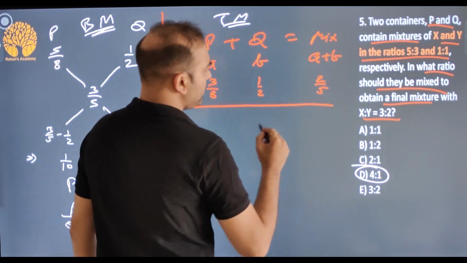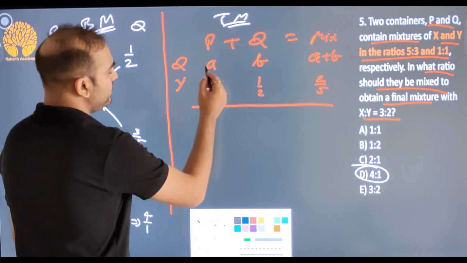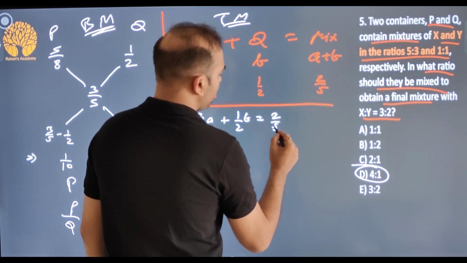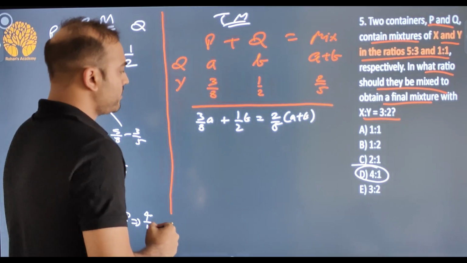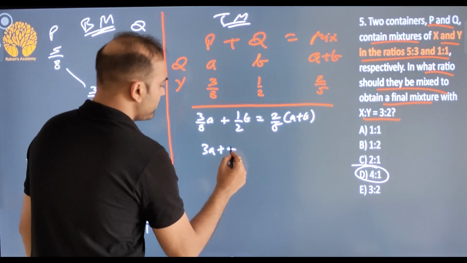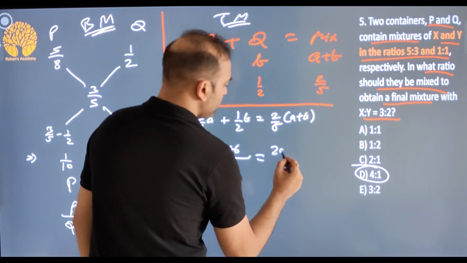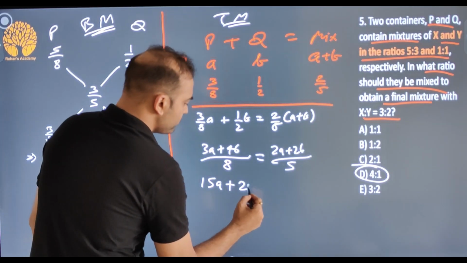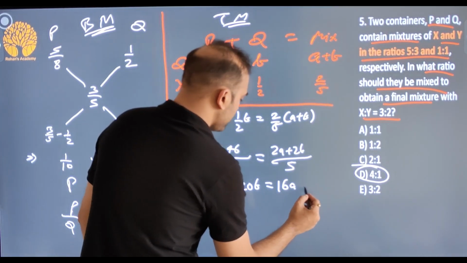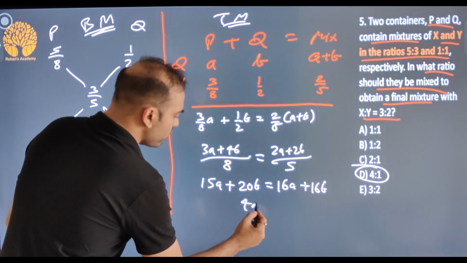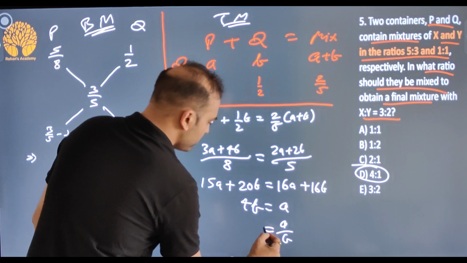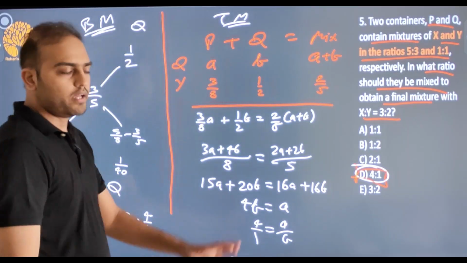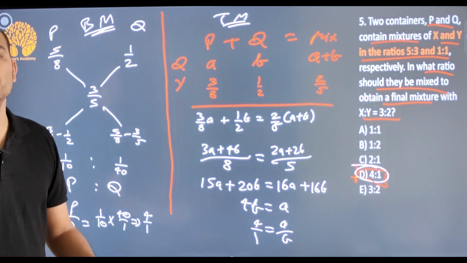So again, if I solve, that is 3 by 8 times A plus 1 by 2 times B is 2 by 5 times A plus B. If I take LCM, (3A + 4B) by 8 is (2A + 2B) by 5. Cross multiply: 15A plus 20B is 16A plus 16B. So 4B is equal to A, A by B is again 4 by 1. So this is also 4 by 1. Again, it's your choice. You can pick whichever method you find easier to solve.